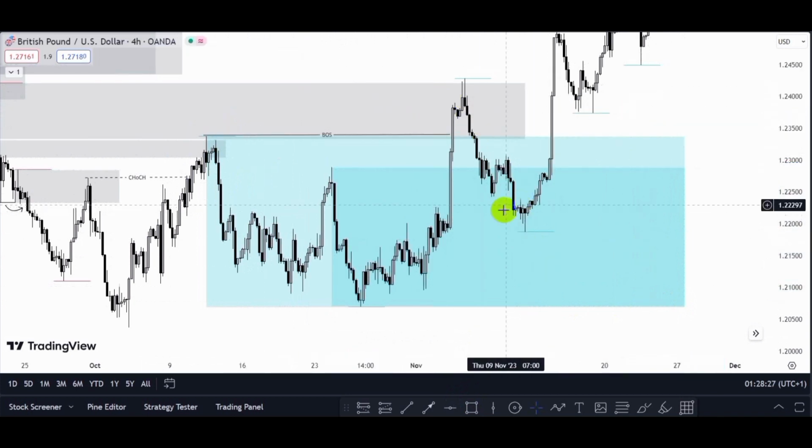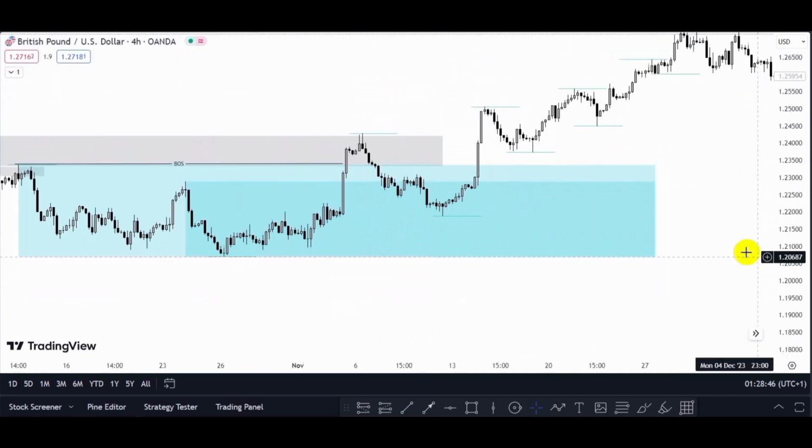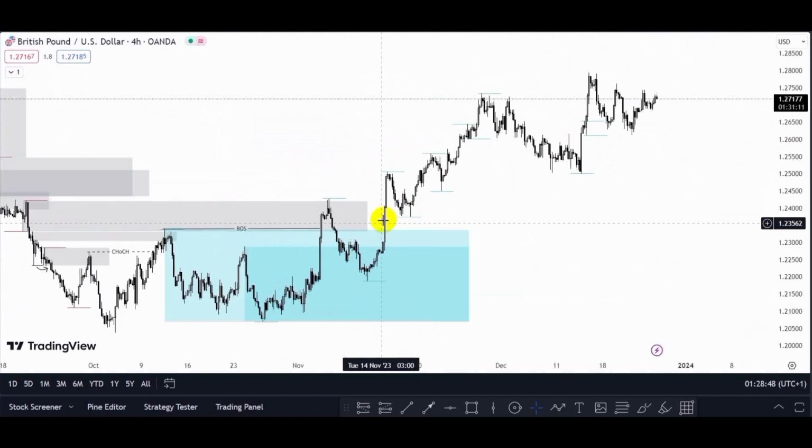So price returned and mitigated, and then we are seeing a push to the outside. Because you can see this move to the downside took out this low, gave us a move to the upside, and then you can see we have our break of structure. So we now have price move further to the upside.